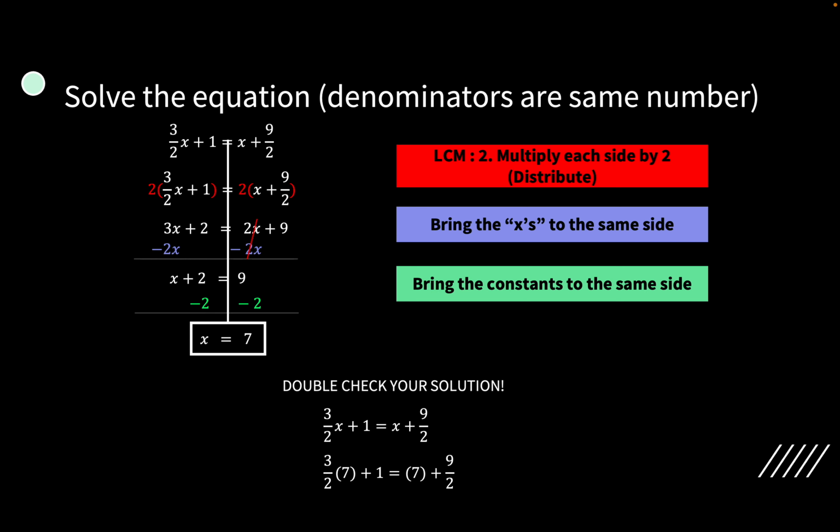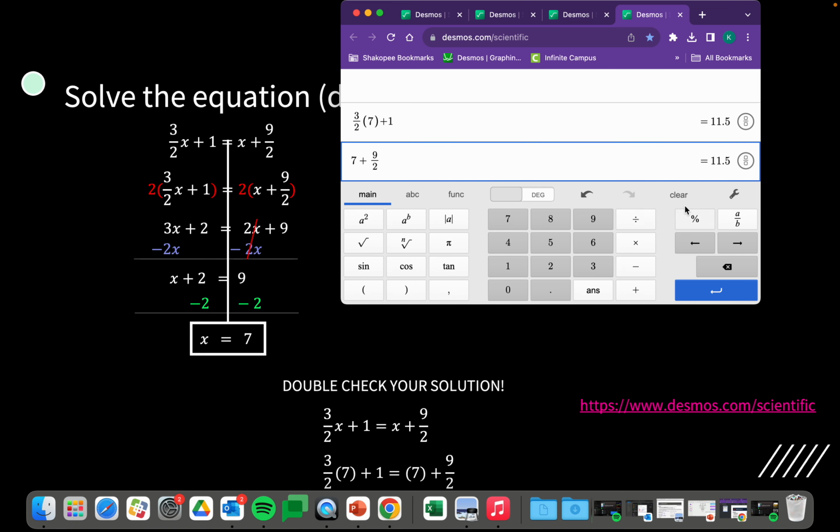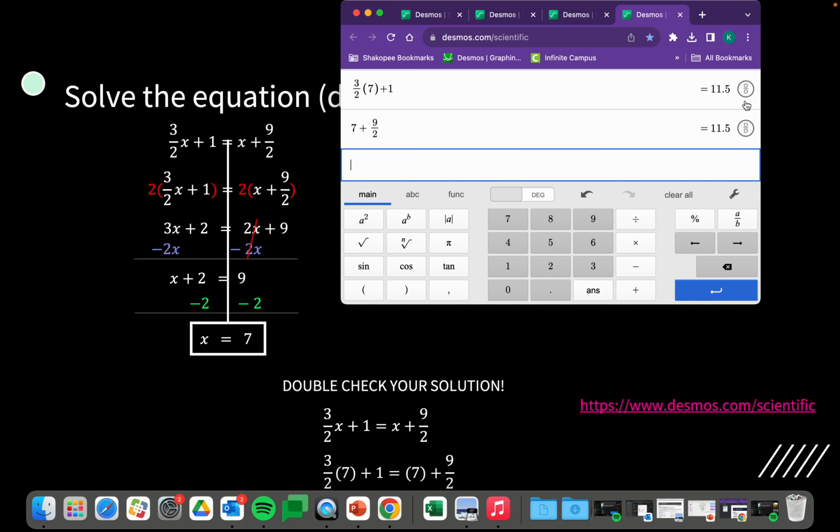Take our original equation, let's plug in our value of x into it, and now since we have to plug in x on both sides, we'll just deal with each side on its own. So I'm going to plug in 3 over 2, plug in my 7, and get plus 1, and you'll notice I get 11.5. Now I'll plug in my 7 on the other side, plus 9 over 2, and I get the same thing.